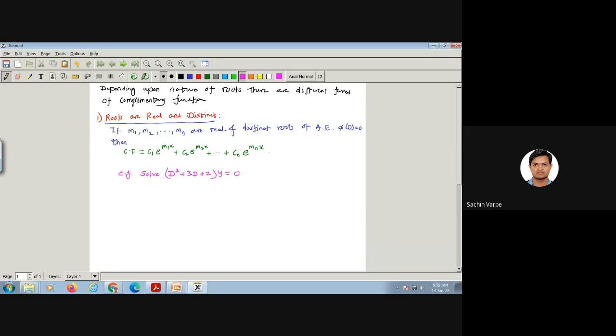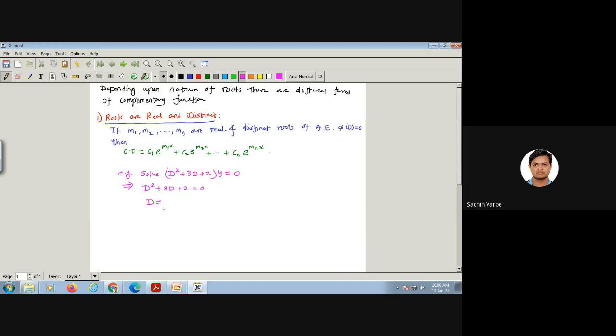So it is already a homogeneous differential equation, right? So its solution is the complementary function. So let us solve this. For the solution, what we do, we consider the auxiliary equation, that is d square plus 3d plus 2 equal to 0. And so what are the roots of this equation? D equal to, hmm?